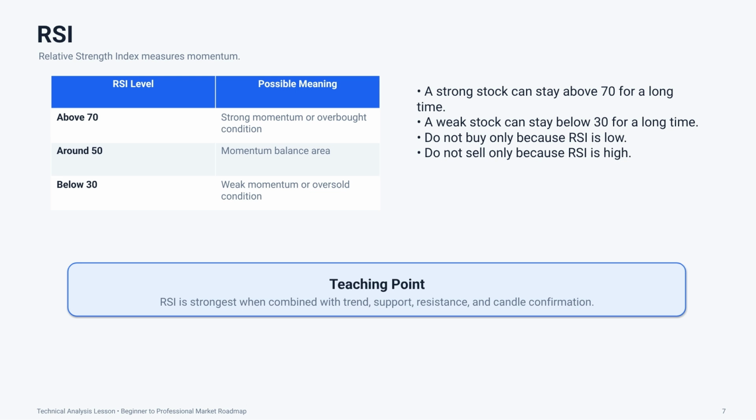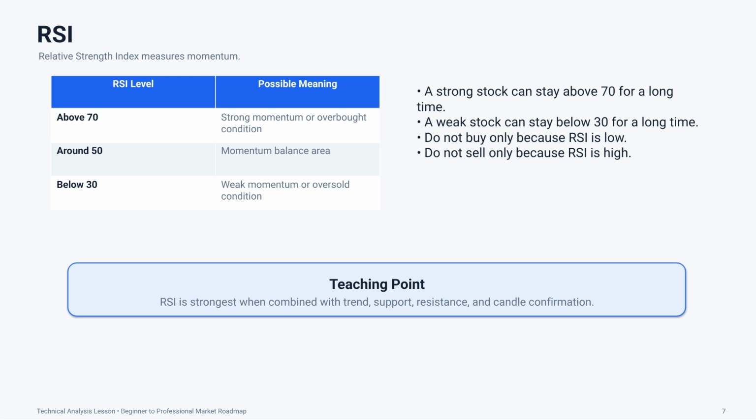Now let's talk about RSI. RSI stands for Relative Strength Index. RSI is a momentum indicator. It helps us understand whether price has strong momentum, weak momentum, or is somewhere in the middle. On this slide, we have 3 important RSI areas.